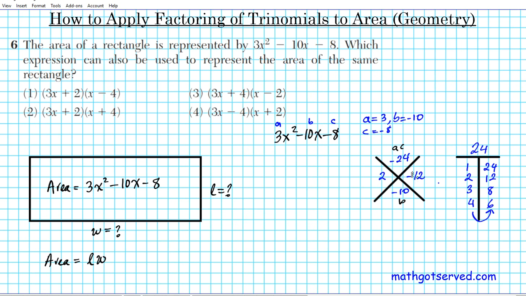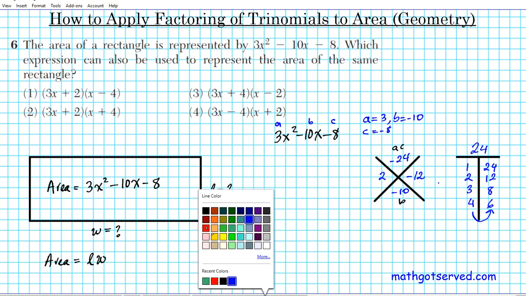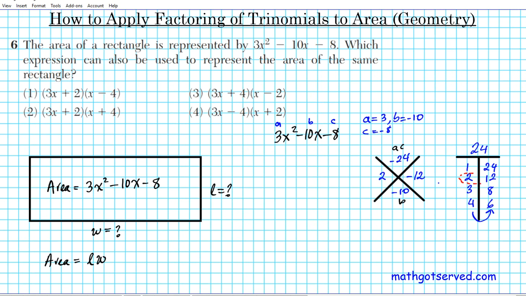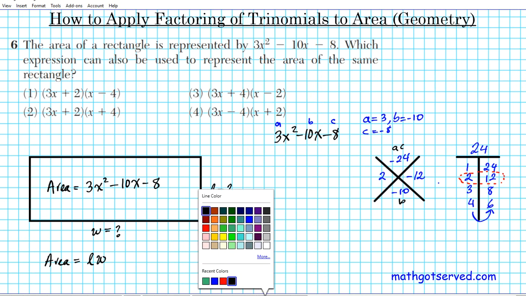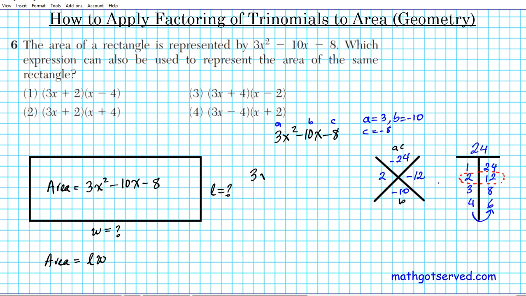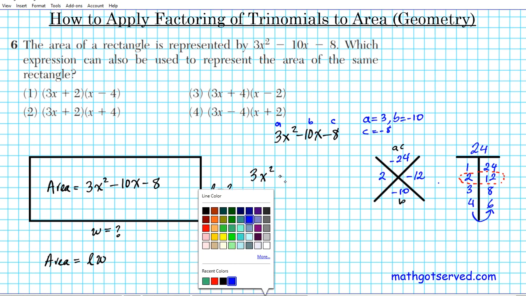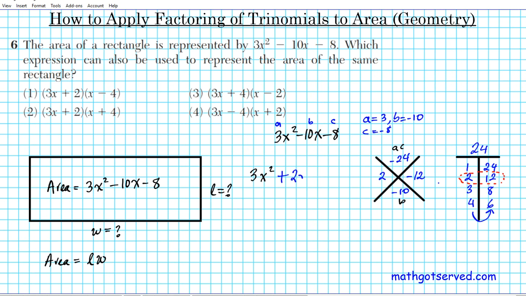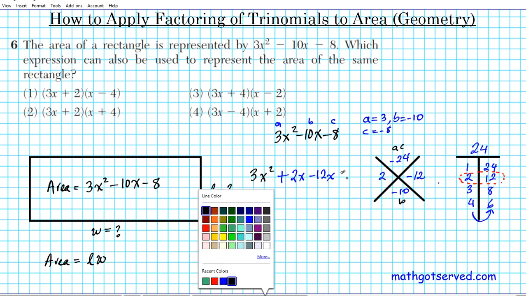Alright, so 2 times negative 12 is negative 24, excellent, and 2 minus 12 is negative 10, so that works perfectly. So the desired pair that we are going to be using for factoring this quadratic trinomial is 2 and negative 12. Now what we're going to do is replace the middle term with these two numbers. So we will have 3x squared, and instead of negative 10x, we'll replace it with the two numbers we just got, plus 2x minus 12x. So we insert the numbers in the middle and then just put x's next to each of them.